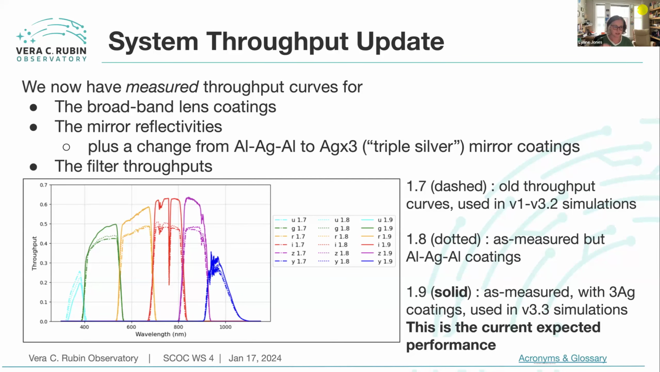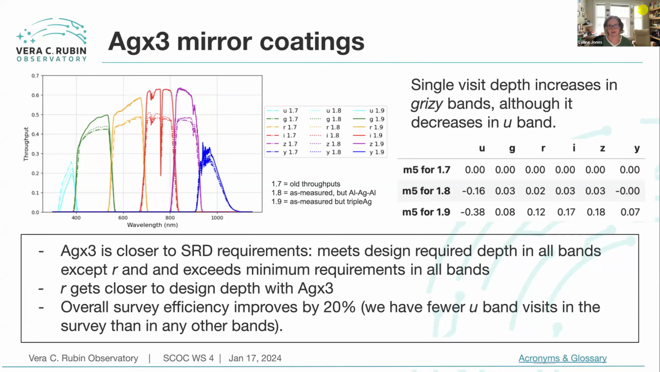1.9 is the solid line in these throughput curves, which is triple silver mirror coatings, and this is the current expected performance. What you notice there is that the throughput is increased in grizy bands and is decreased in U band. If you look at the offsets, we're talking about 0.1 to 0.2 magnitude increases in 5 sigma depth in grizy.